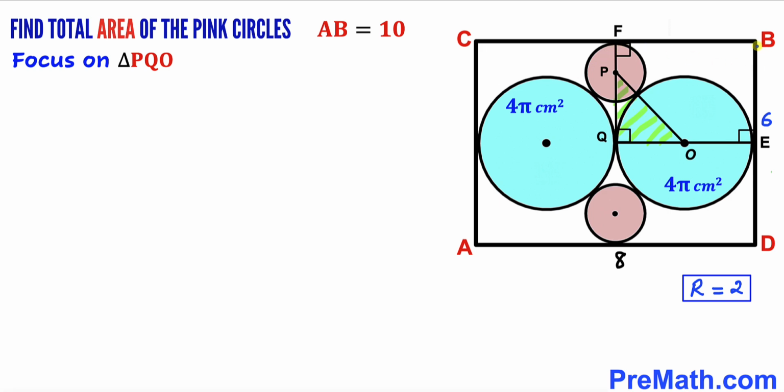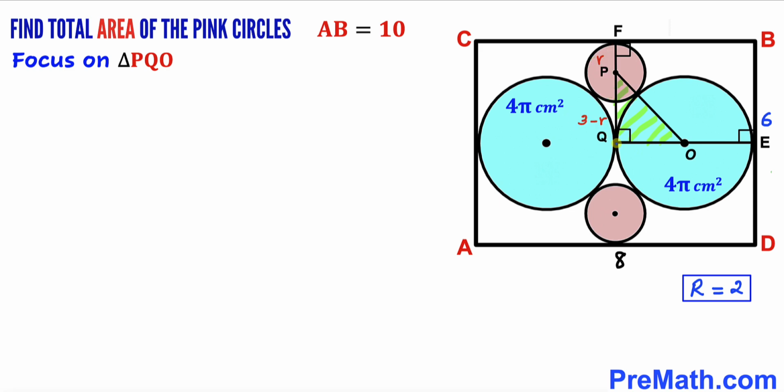And now let's make an observation. We can see that this whole BD distance is 6. So therefore this FQ length is going to be half of 6, so that is going to be 3. Let's assume that this FP is the radius of this pink circle. I'm going to label it lowercase r. Then this PQ length is going to be 3 minus r. So I can write 3 minus lowercase r.